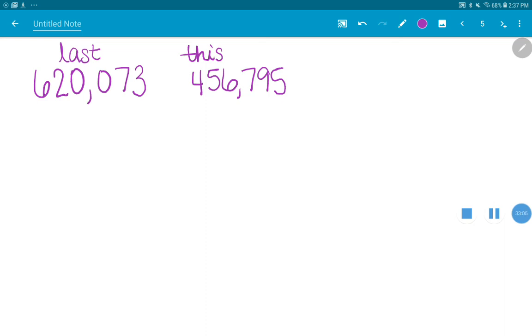How am I going to solve that? What am I going to do to solve, Jeremiah? 620,073 is bigger than 456,795. So you'll put last year above, and then put this year at the bottom. Okay. So 620,073. Where will I put that 4 in the 400,000? In the 100,000. Yeah. This time I have the same number of units. They're both in the 100,000. So everything will line up.